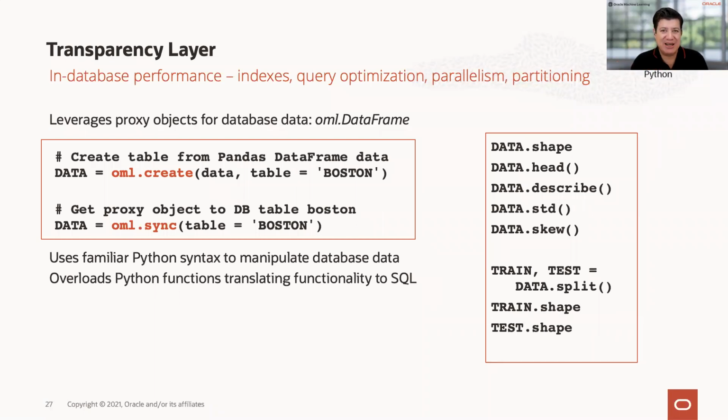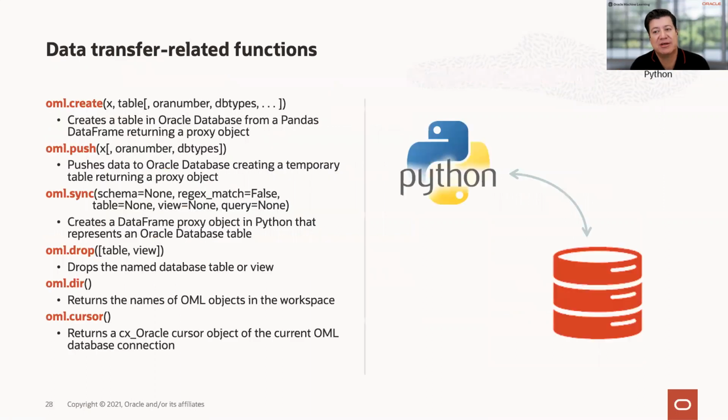Because the Oracle database is taking over that process behind the scenes. So we have a lot of the different data transfer related functions. With OML create, you're actually pushing data and creating a physical table in the database with the data you're passing. You have OML push, where you push some table, some data that is local, to a temporary place, right? And then you get a proxy temporary object that, when your session is done, that data is gone. You're not going to be able to recover that data.